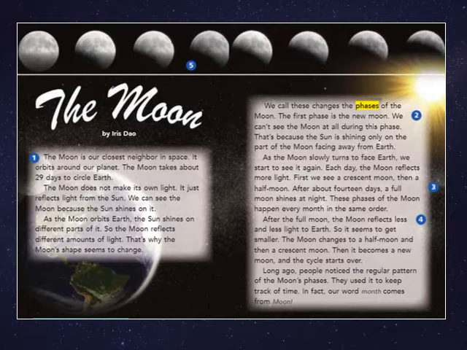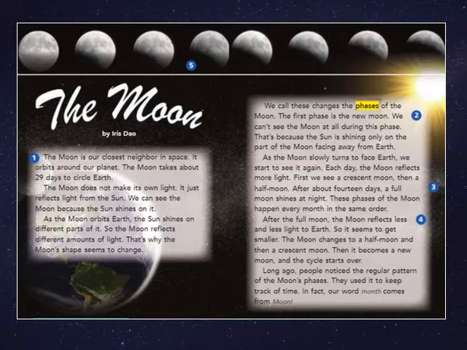circle Earth. The moon does not make its own light. It just reflects light from the sun. We can see the moon because the sun shines on it. As the moon orbits Earth, the sun shines on different parts of it. So the moon reflects different amounts of light. That's why the moon's shape seems to change. We call these changes the phases of the moon.